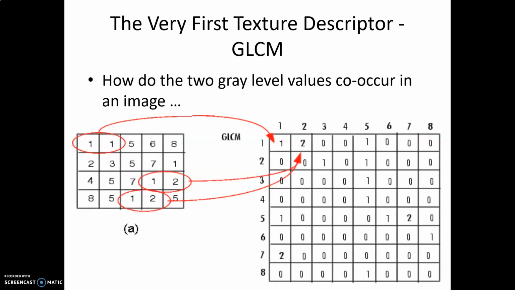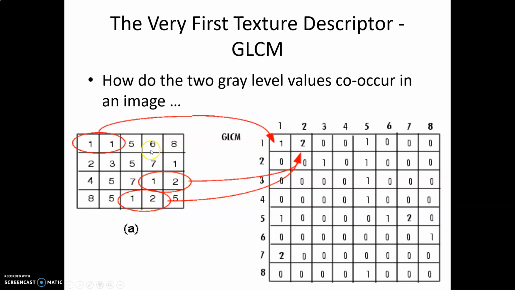Now how do we calculate the co-occurrence matrix? For example, on the left hand side, if we have an image patch, then first of all we figure out what is the minimum gray level value which is there. In this case, it is 1. What is the maximum gray level value? It is 8. So we create a matrix of size 8 by 8, starting from 1 to 8, and then we try to see how do the gray level values appear in pairs.